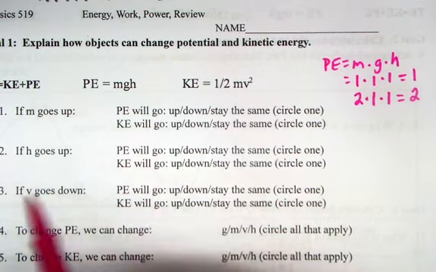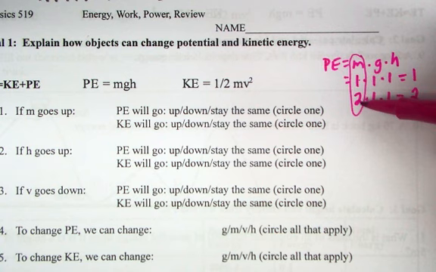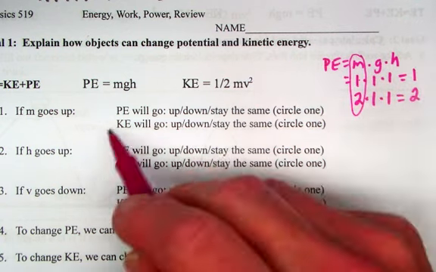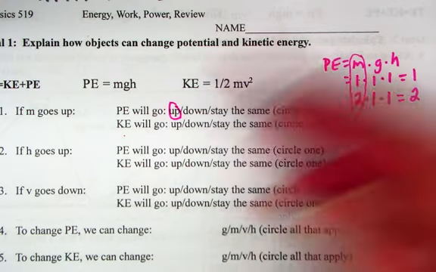So how would you answer that? If m goes up, like it did here, 1 to 2, then our potential energy went up from 1 to 2. So we would say potential energy will go up. If we look at the next question, what about kinetic energy?